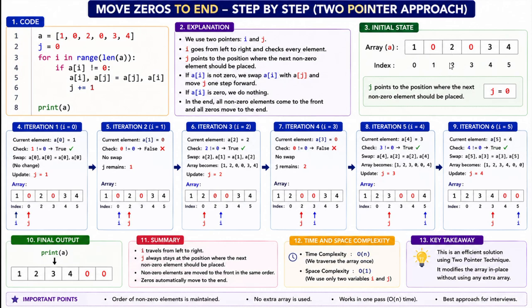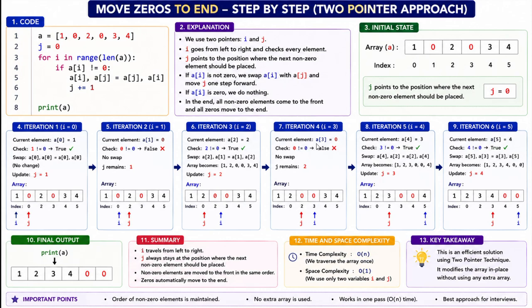Iteration 3, i equal to 2. 2 is not equal to 0, true, right? So again we swap. Here again we are updating j equal to 2, and it got updated. The list got updated.